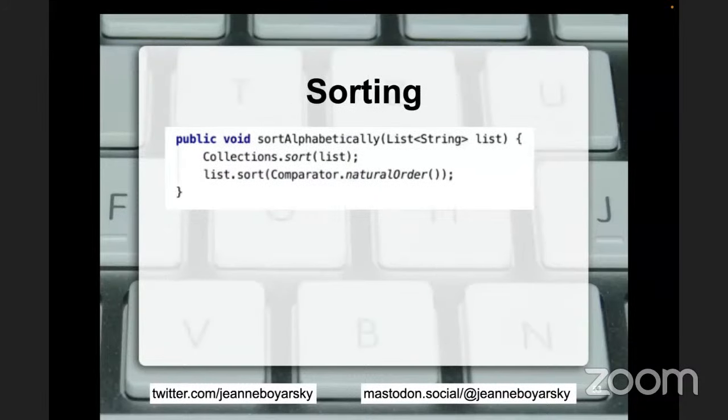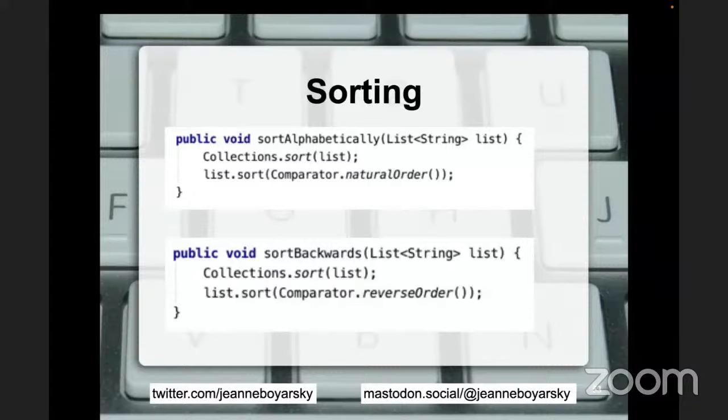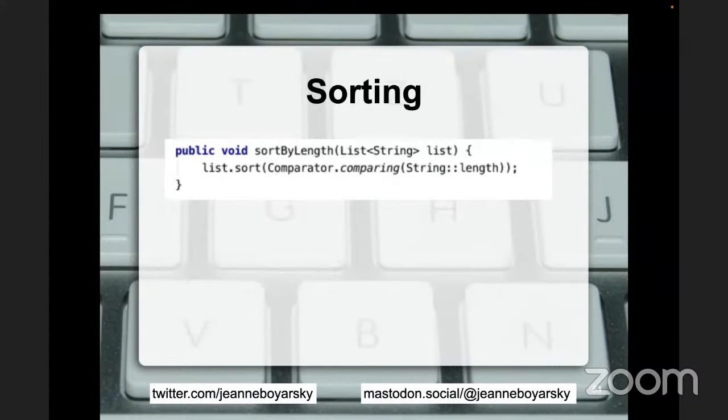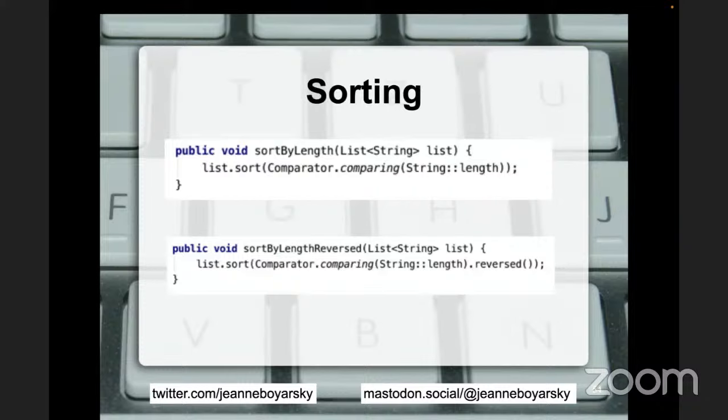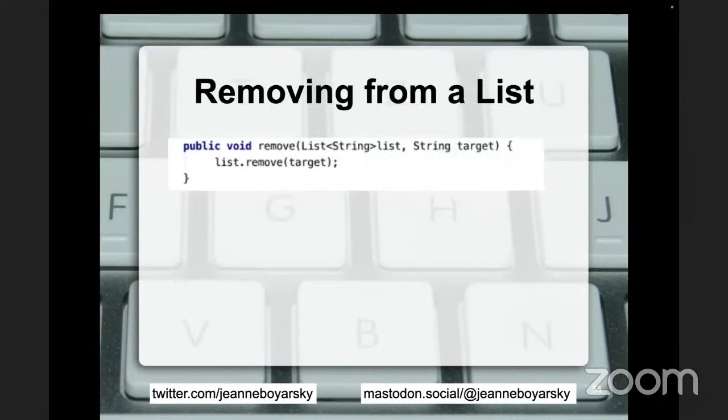Okay, now we have sorting. You can call sort directly on list instead of on collections. Pretty cool. Saves a couple characters. It's also more intuitive. Same deal, but you can sort backwards. You can pass your own comparator. You use a method reference in order to say what you want to sort by.